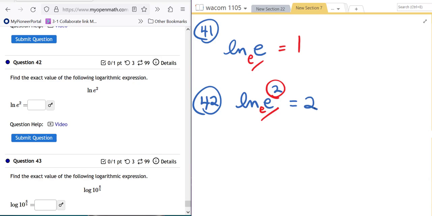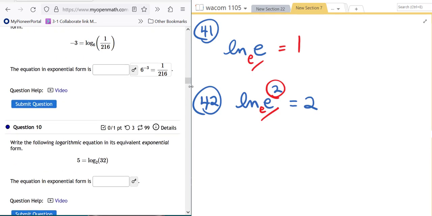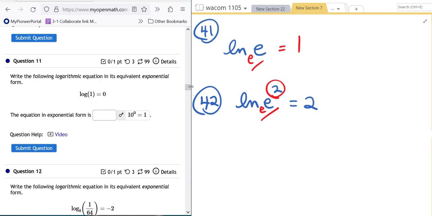All right, I'm going to switch to the other section, so it'll take me just a minute. And I'm going to do the algebra questions first, domain.